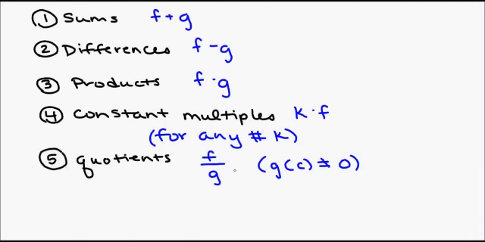And last, quotients. F divided by g will be a continuous function so long as when you're evaluating g of c you don't have 0. Same with g divided by f. F of c cannot be 0. Why? Because you cannot divide by 0.